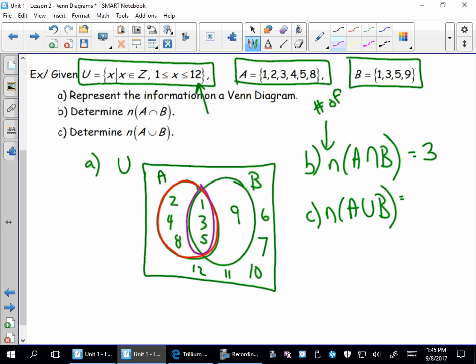So I got to make a list of all the things that are in there. So I got numbers 1, 2, 3, 4, 5, 8, and 9. Remember, we're talking about the number of things. So I have 7 of them. I don't have to make a list. I want the number of them.